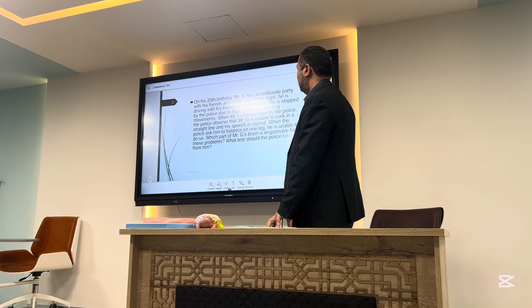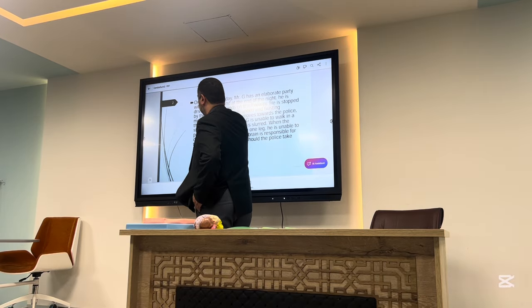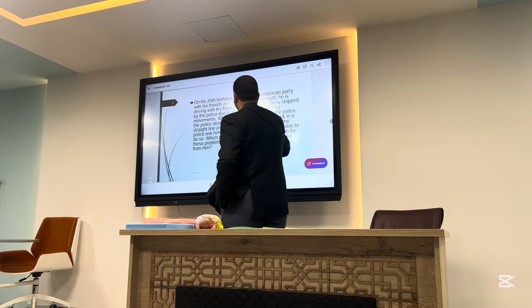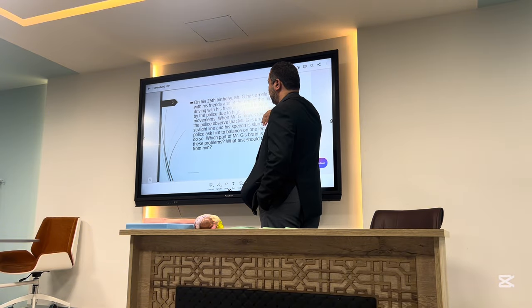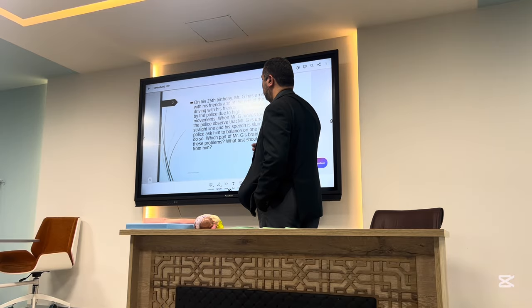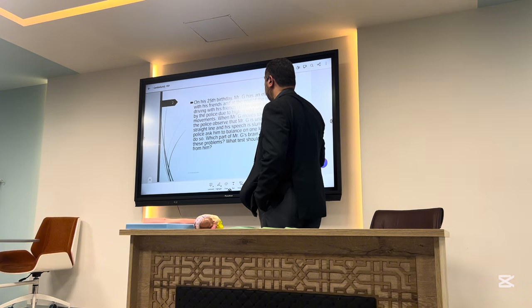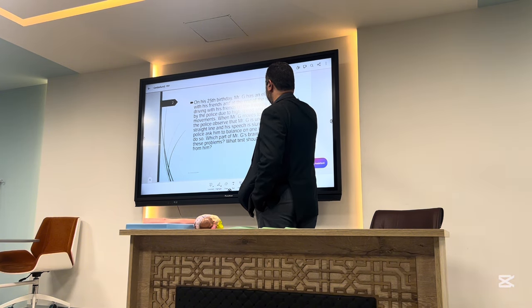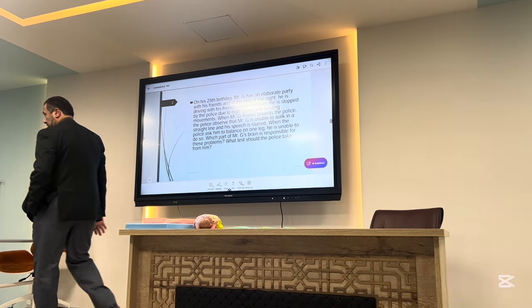Mr. G, celebrating his 27th birthday at the end of the night, is driving with his friends on the freeway. He is stopped by the police due to high speed and twisting movements. When Mr. G moves, the police observe that he is unable to walk in a straight line.